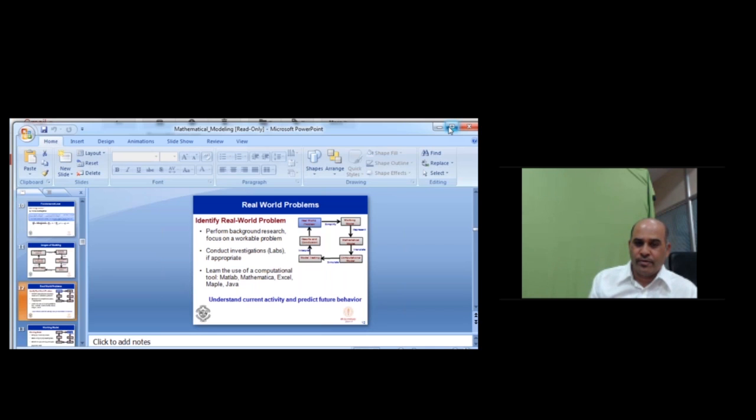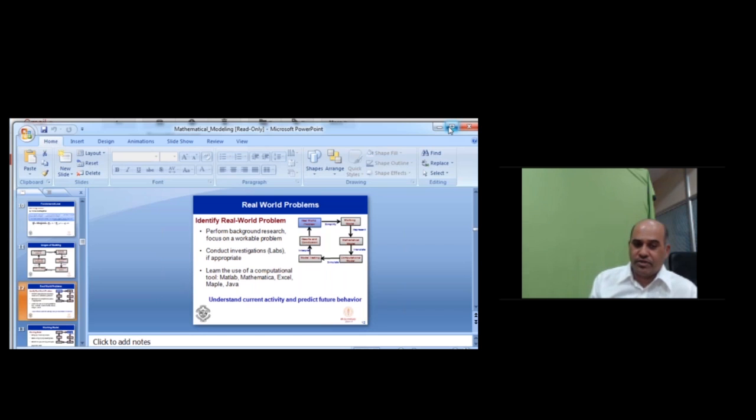If you have the boiler in the lab, conduct some investigation, some experiments. If not, then how you visualize your real world problem is how you reach your actual solution. Learn the use of computational tools, like MATLAB, Mathematica, Excel, Maple, Java. These are the computational tools required to solve the mathematical equations. So in short, understand the current activity and predict the future behavior by understanding the real world problem.